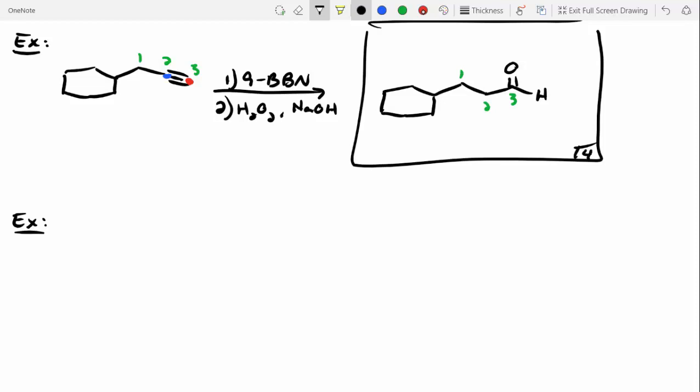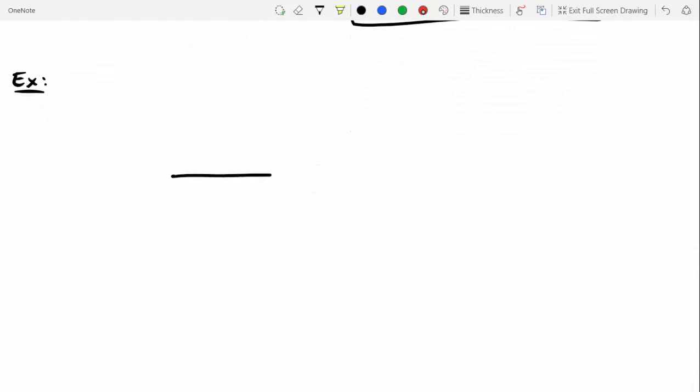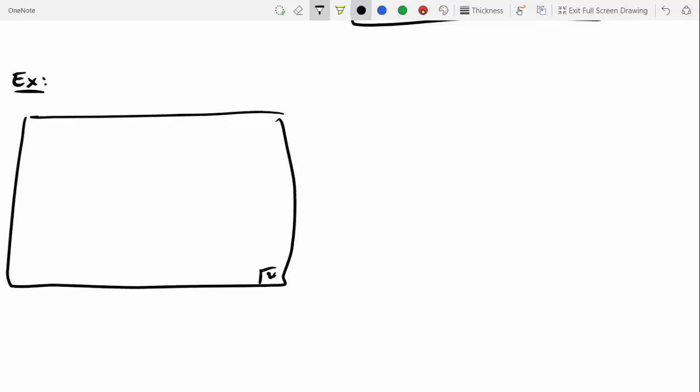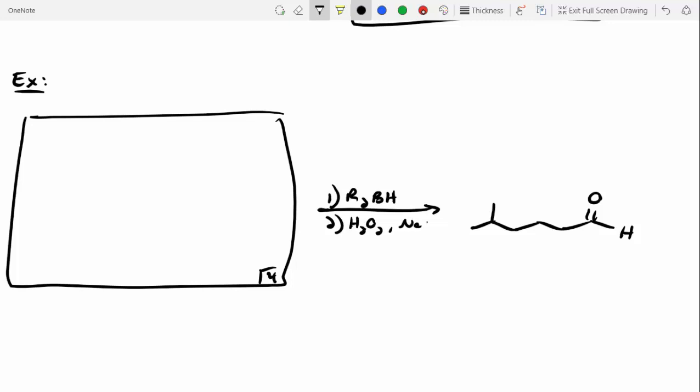All right, let's do a different one. This time I'm going to give you the product, but not the starting material. Oh, let me make this box bigger. So again, another 4-point question. R2BH. We'll use hydrogen peroxide and sodium hydroxide. What would the starting material look like?